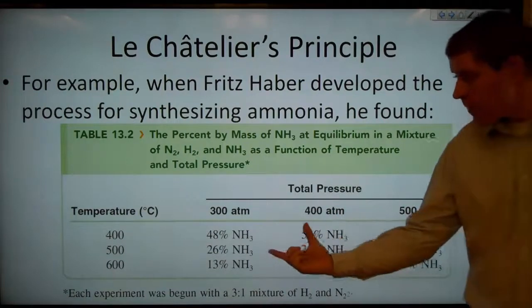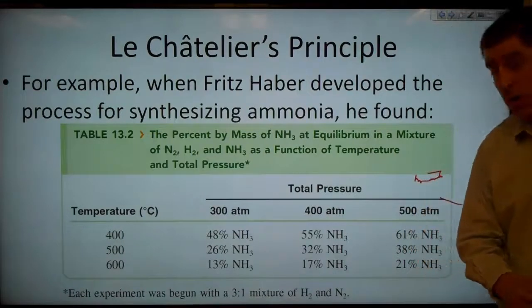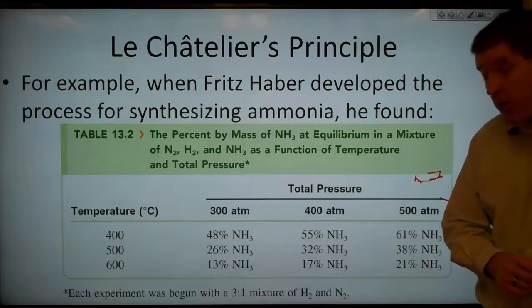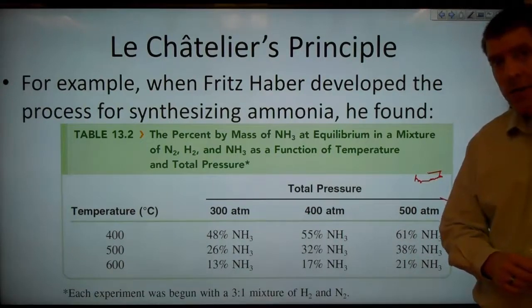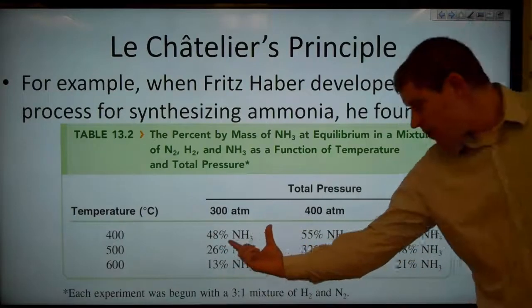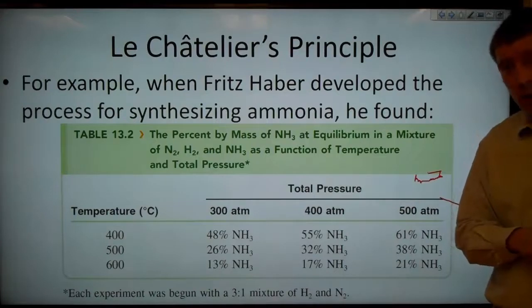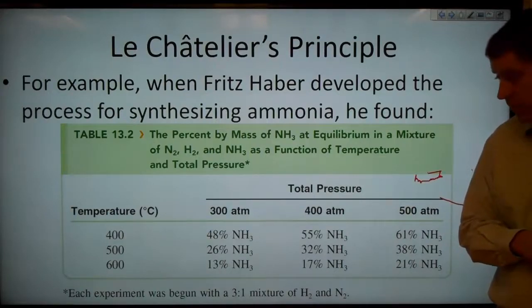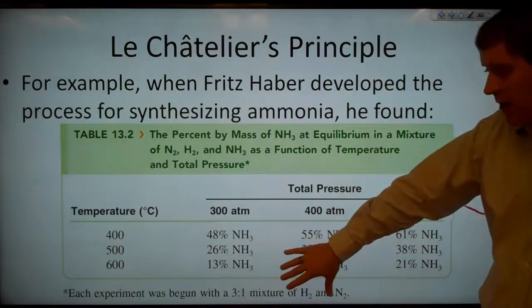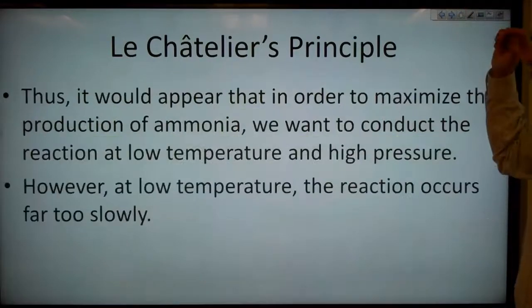And so you can see that at higher temperatures, or as we increase the temperature, for each of our pressures, the amount of ammonia left at the end got smaller. And as we increase the pressure, the equilibrium concentration of ammonia got larger. So, note that in his case, each experiment was begun with a 3-to-1 mixture of hydrogen and nitrogen.